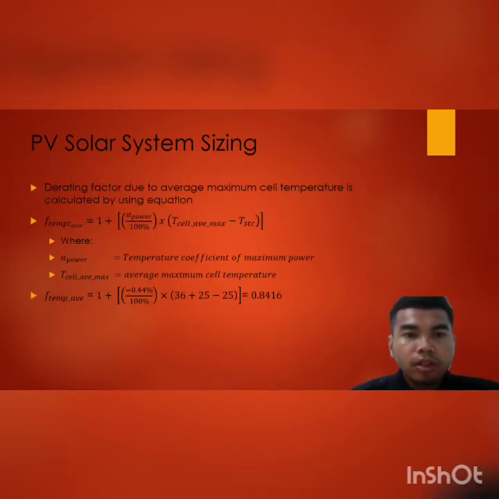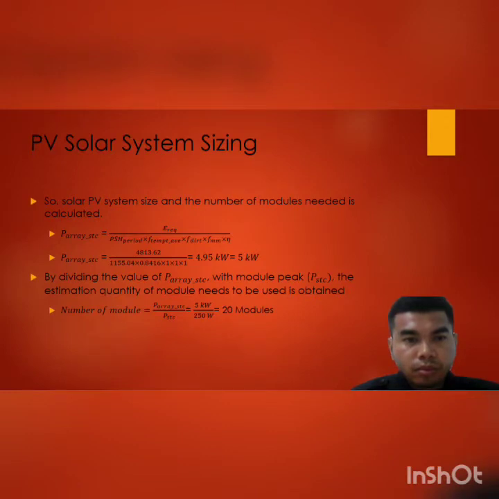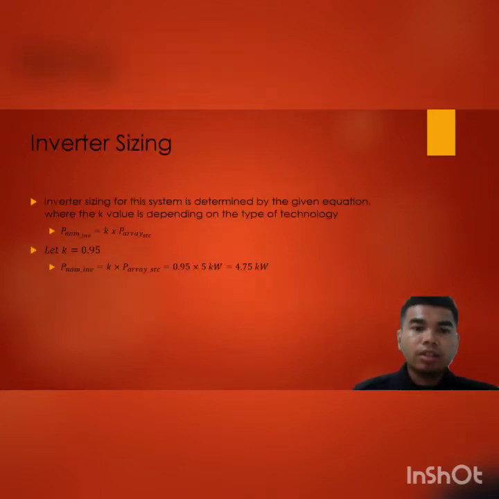All the other values are according to the values stated. For the rating factor, average maximum cell temperature, this is the formula used for the equation, and we get 0.8416. This is the system size and number of modules. This is the formula, about 5 kilowatt, and from 5 kilowatt we get about 20 modules. For the inverter sizing, this is the formula, and K is the constant 0.95. From the datasheet, we take 0.95 times 5 kilowatt because the solar panel is about 5 kilowatt, giving about 4.05 kilowatt for the inverter.